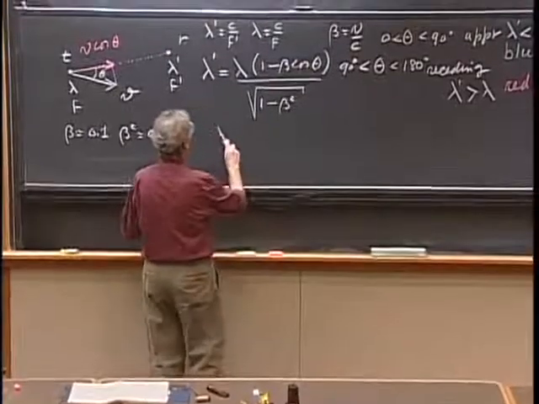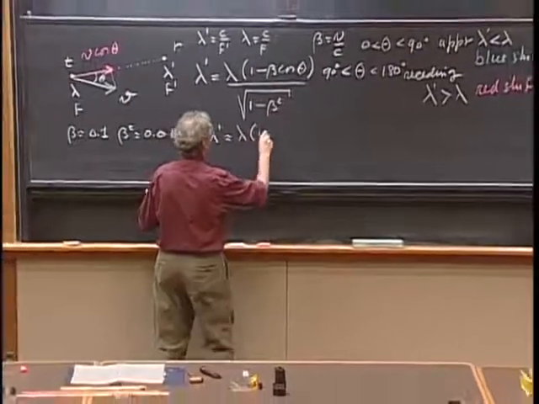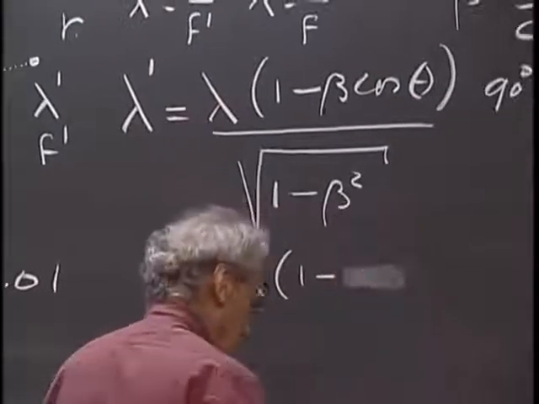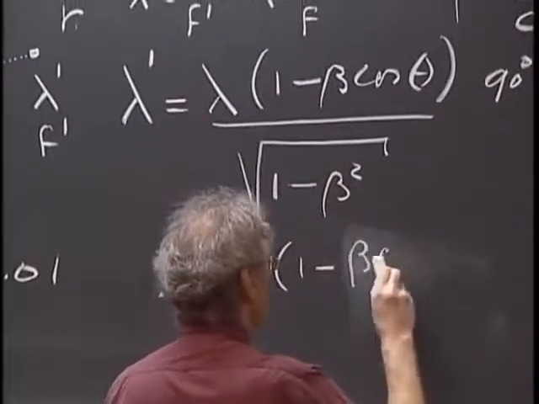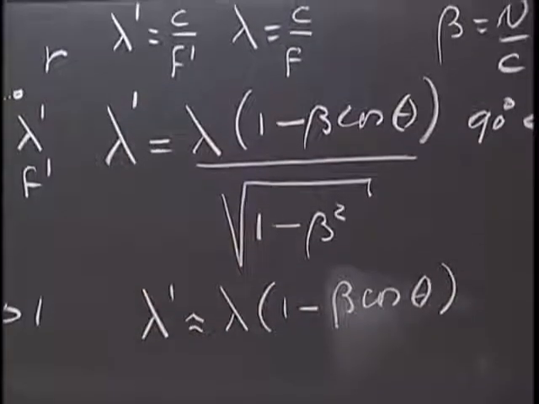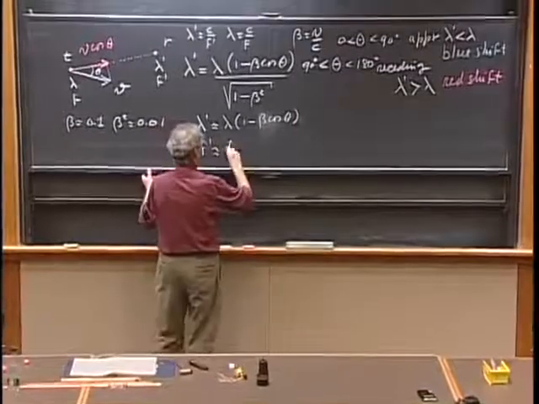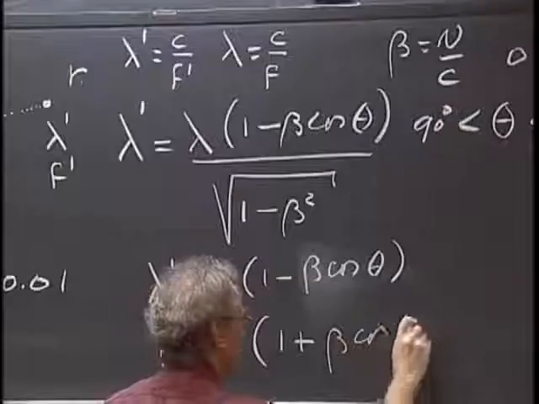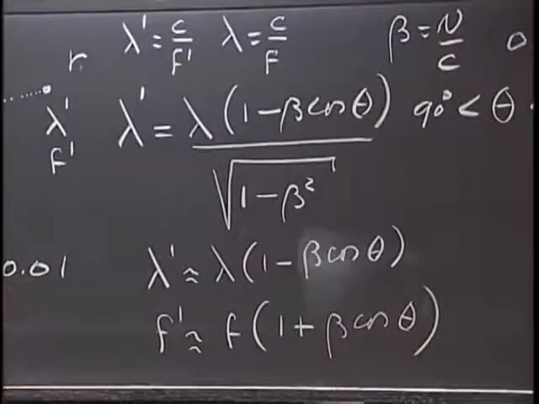In that case, you would get lambda prime is approximately lambda times 1 minus beta cosine theta. And if now you want to know it in terms of frequency, then f prime is roughly f times 1 plus beta cosine theta. And I'll leave you with proving that this is indeed then a good approximation.